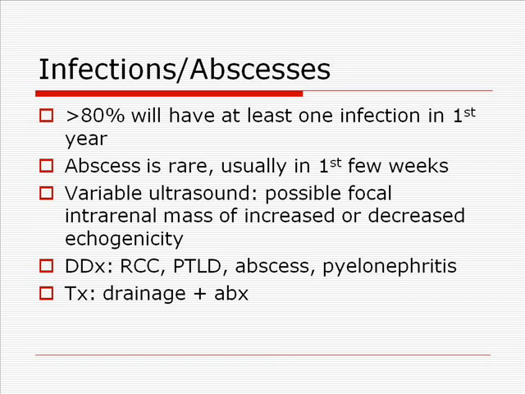Acute bacterial nephritis, renal abscesses, or perinephric abscesses may occur also. On ultrasound, they can appear variable. Focal pyelonephritis can appear as a focal increased or decreased echogenicity, but this finding is nonspecific for pyelonephritis. A focal increased echogenicity can represent infarction or rejection, or an intrarenal mass such as renal cell carcinoma, PTLD, or an abscess. Abscesses can appear like complex cystic and nonspecific masses.